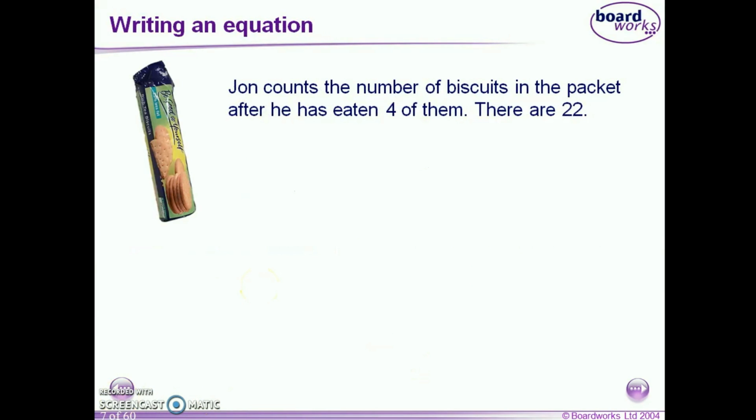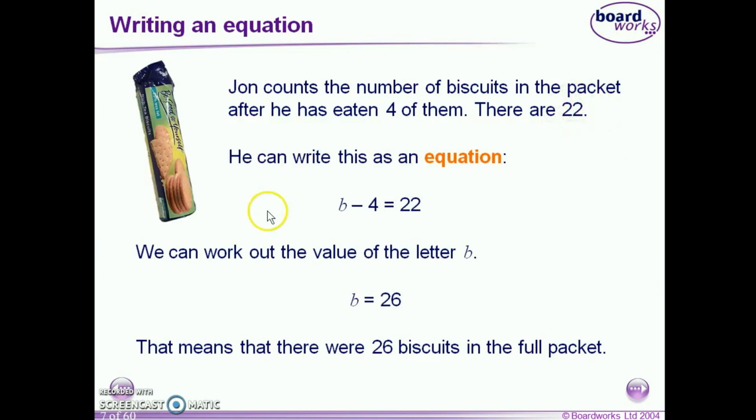After we know the expression for this problem, we can use it for writing an equation. So, John counts the number of biscuits in the packet after he has eaten 4 of them. There are 22. He can write this as an equation: B minus 4 is equal to 22. We can work out the value of the letter B: B is equal to 22 plus 4, which is equal to 26. That means that there were 26 biscuits in the full packet.